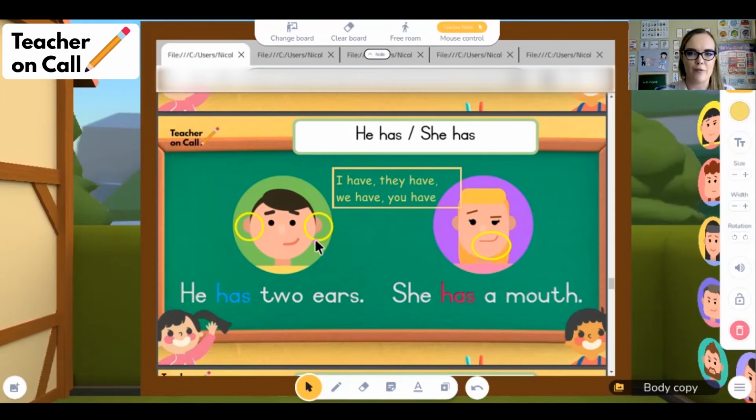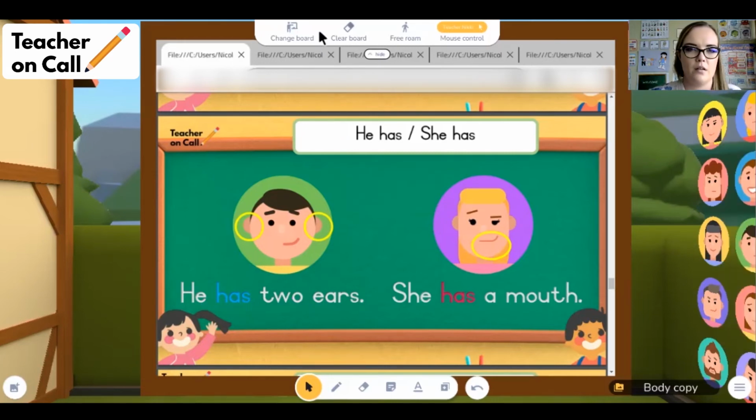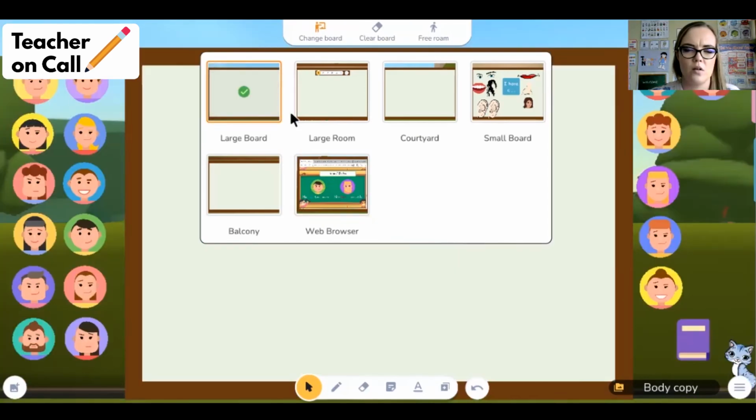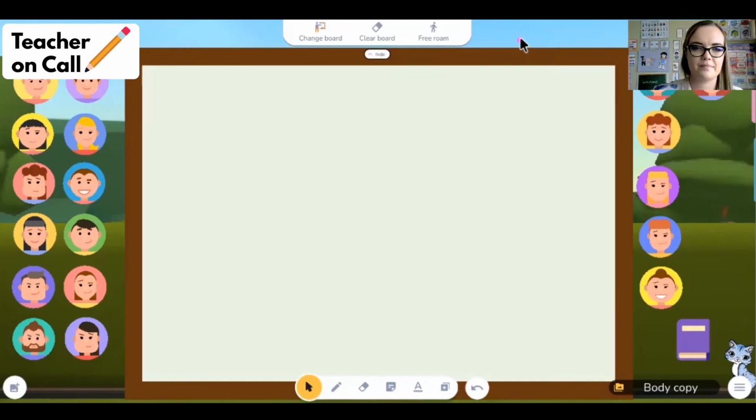What does he have? But the answer is he has 2 eyes. You cannot say he have 2 eyes. Oh, sorry, 2 ears. You can't say he have 2 ears. That's incorrect. He has 2 ears. So before we go and work through that, let's move on to this one.